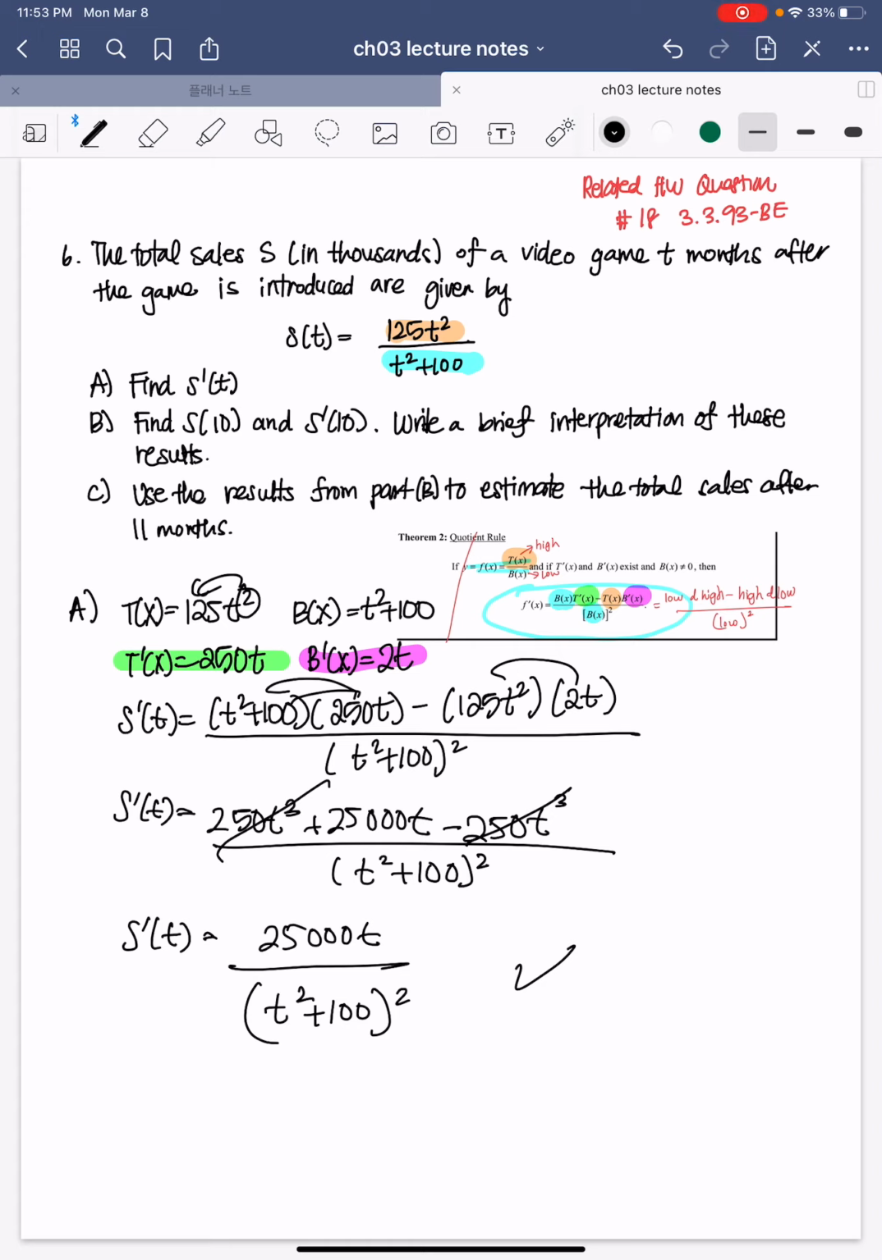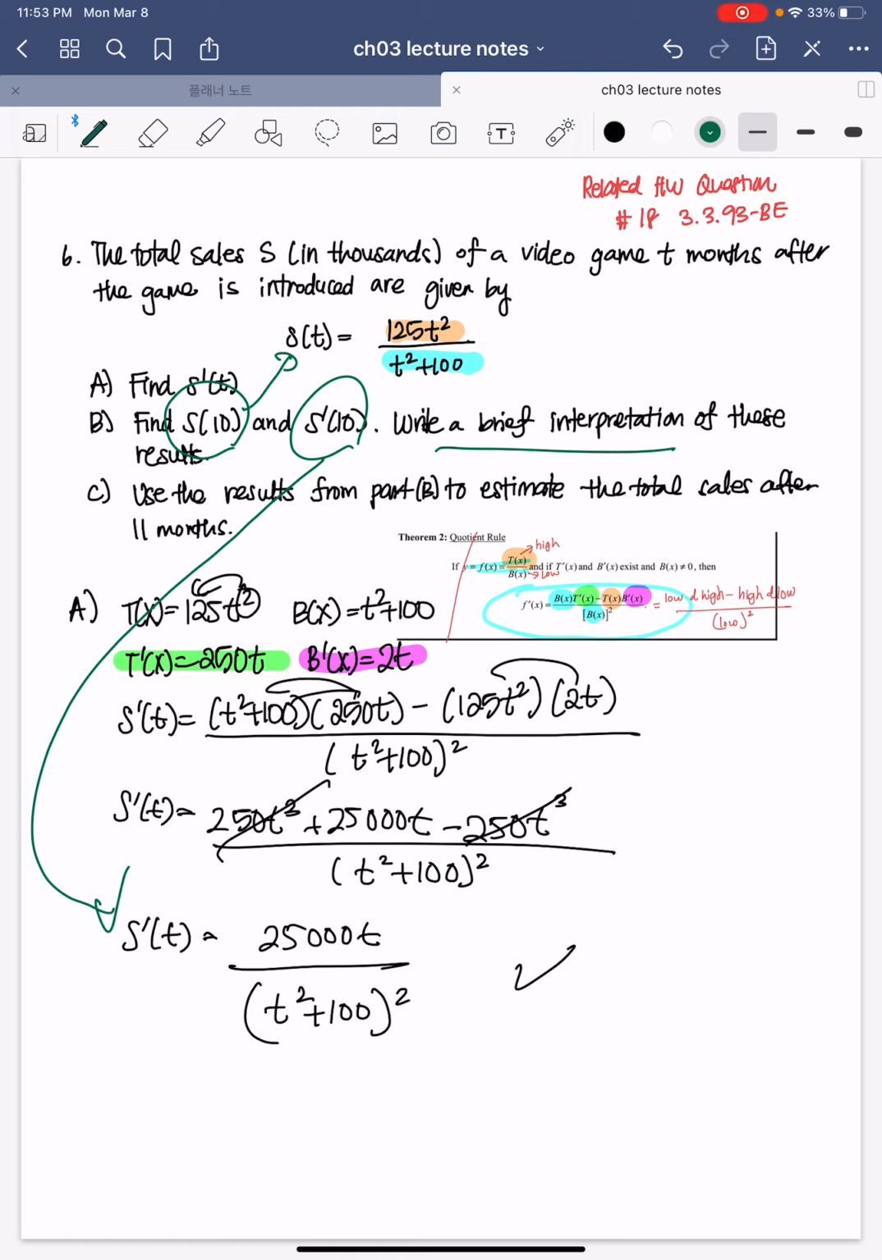Part B asks to find, now notice this one. This first one is no prime, so it's going back to the original function here. Substitute 10. Second one, I'm going to substitute 10 into the derivative function. We're going to compare these two numbers and write a brief interpretation of what that means.